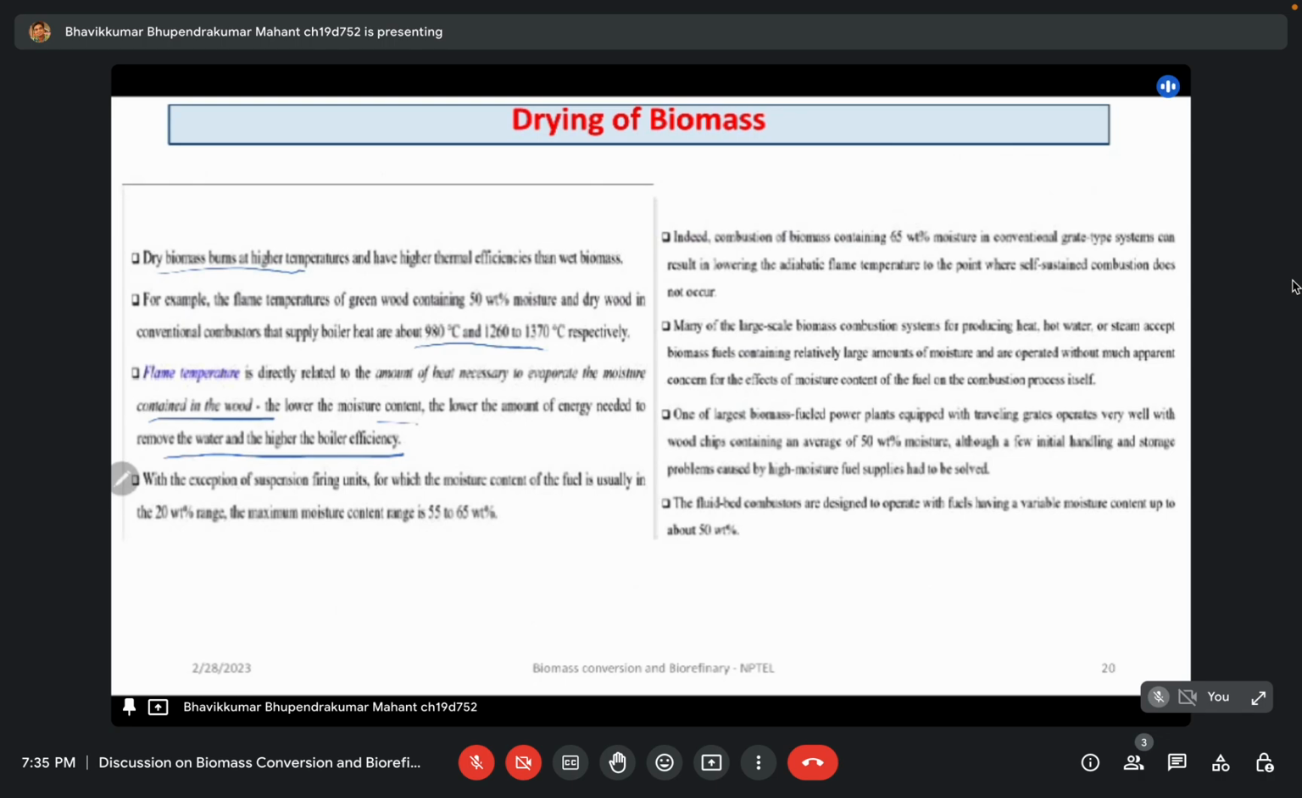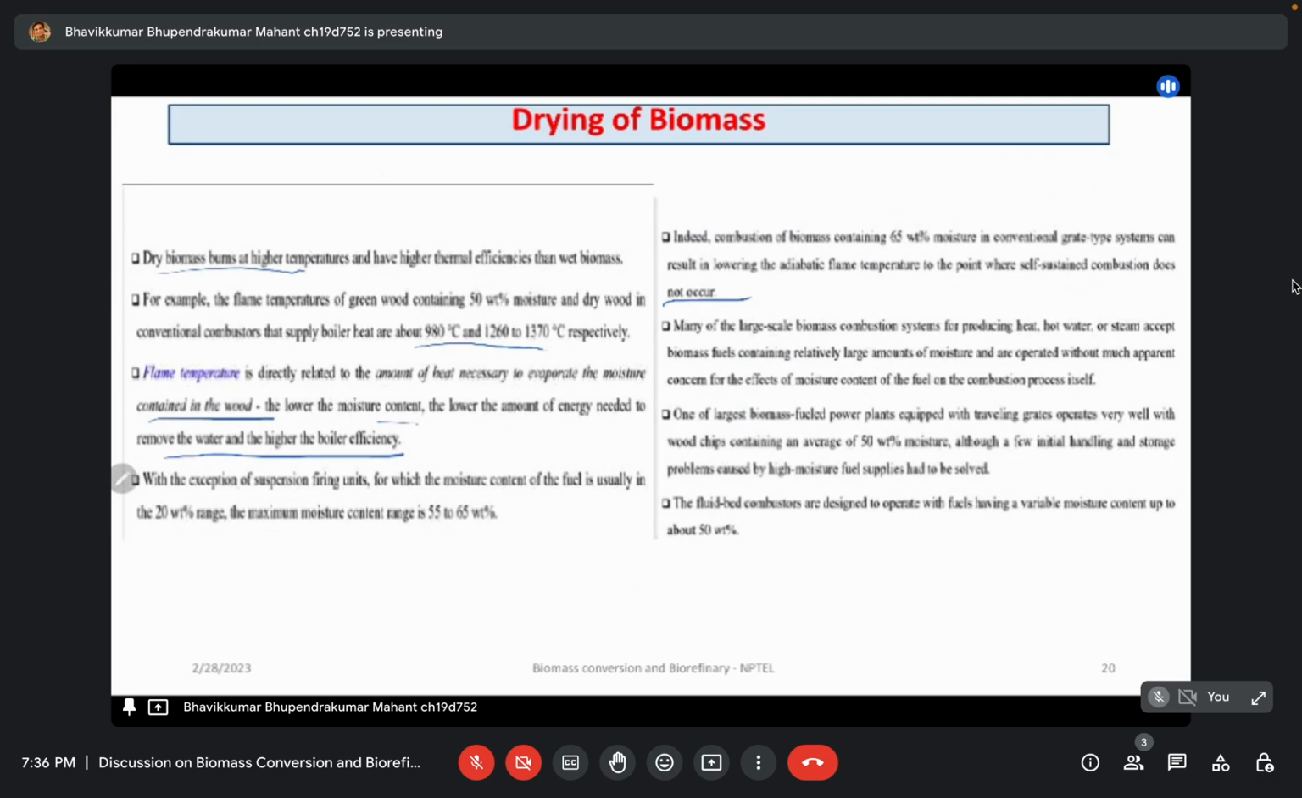With the exception of suspension firing units, for which the moisture content of the fuel is usually in the 28% range, the maximum is 55 to 65%. So this is all about drying. Combustion of biomass containing 65% moisture in a conventional system can result in lowering the adiabatic flame temperature to the point where self-sustained combustion does not occur. So these are some information on how we can take care.